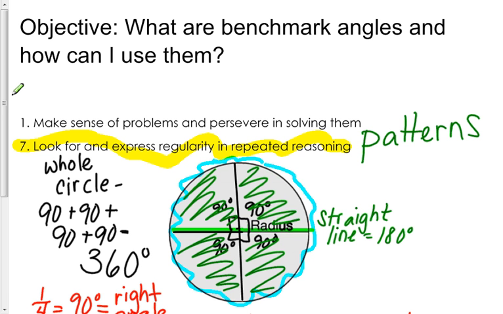Benchmark angles are angles that dissect a circle into fourths. They help me to see a right angle, a straight angle, and a full circle. I can use these to make connections to fractions: 1/4, 1/2, and 1 whole. So what I just said was an example of a summary that you can write.